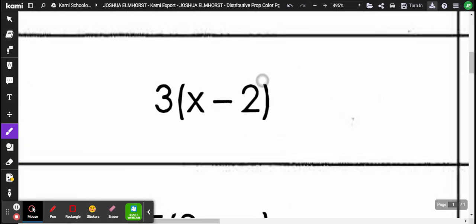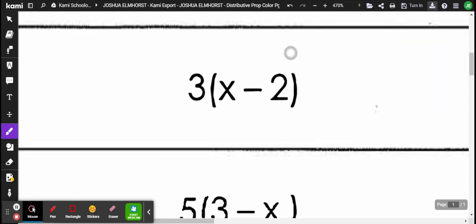So for the distributive property, we're going to be focusing on groups and multiplying everything inside the groups by the factor outside of the groups. So first, we're going to focus on terms. Terms are separated by adding or subtracting. So the first term is x, and then the second term is 2.